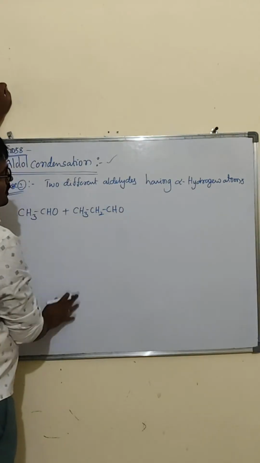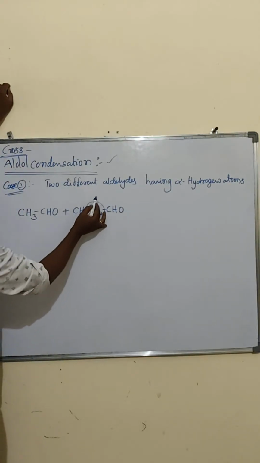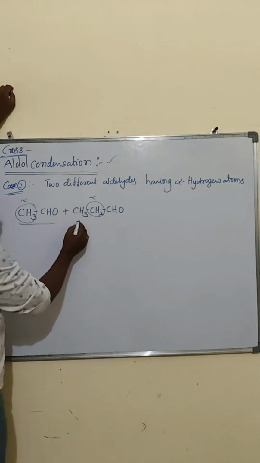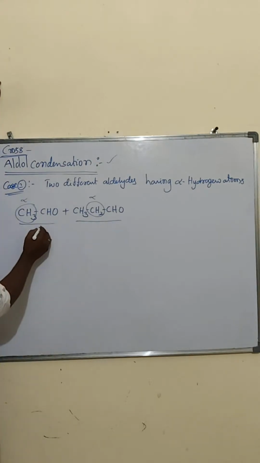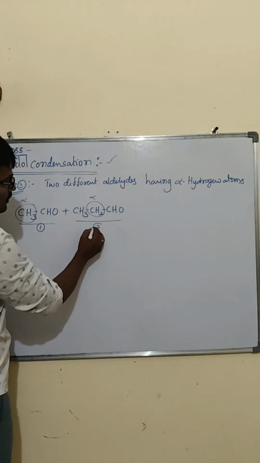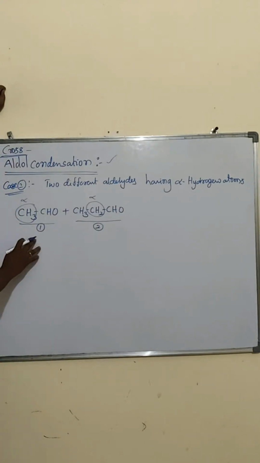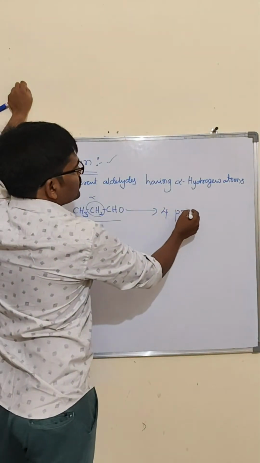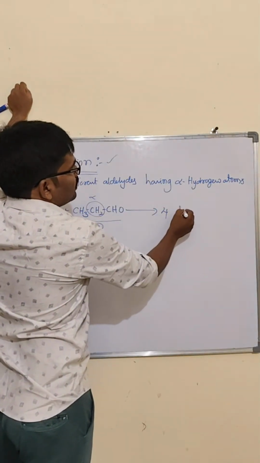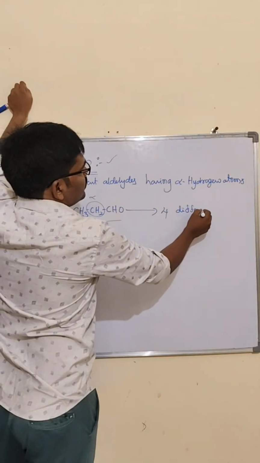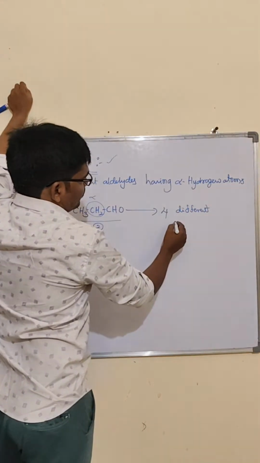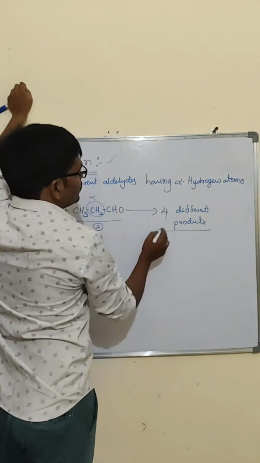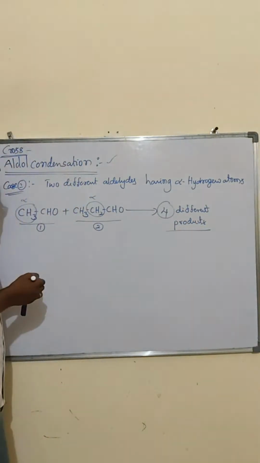ఇలా ఉంది. సో ఇక్కడ ఆల్ఫా హైడ్రోజన్ ఆటమ్స్ ఉన్నాయా? But both aldehydes are different aldehydes. This is one kind, this is another kind of aldehyde. Sir, ఇవి రెండు రియాక్షన్ లో ఇన్వాల్వ్ అయినప్పుడు 4 different products ఫామ్ అవుతాయి. 4 different products will be formed. So what are those 4 different products?